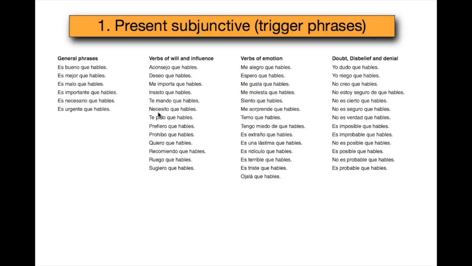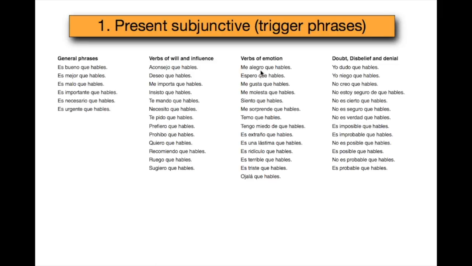I need that you do something, or I need for you to do something. Okay? I ask that you do something. I prefer that you do something. I prohibit that you do something. I want for you to do something. I recommend, I beg, I suggest that you do something. So all of these convey or express our will or influence on someone or something else. When that is the case, at the beginning of the sentence or in the main clause, it's going to cause us to use that flipped ending, or subjunctive form, at the end.